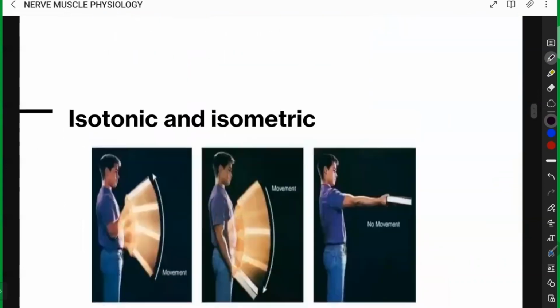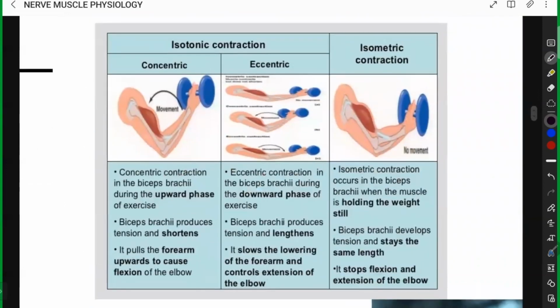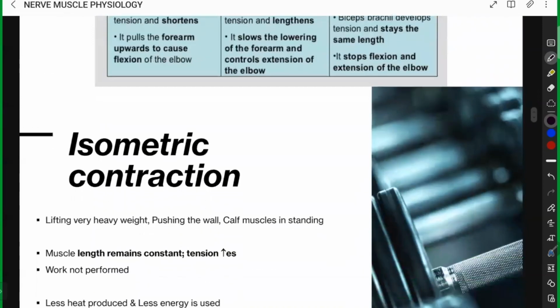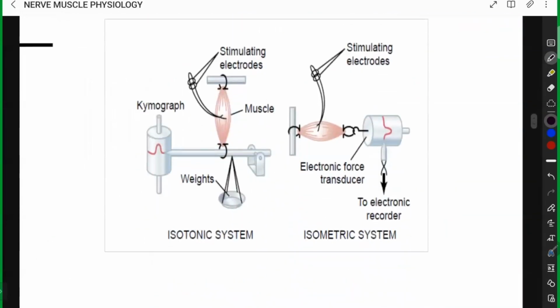Now coming towards the isotonic contraction. Isotonic contraction again can be concentric, and there can be eccentric. Eccentric is the downward phase, so you're going to increase the length. Biceps brachii produces tension while lengthening and relaxing. No movement is the isometric contraction. I think I have clearly explained what is isometric and what is isotonic.